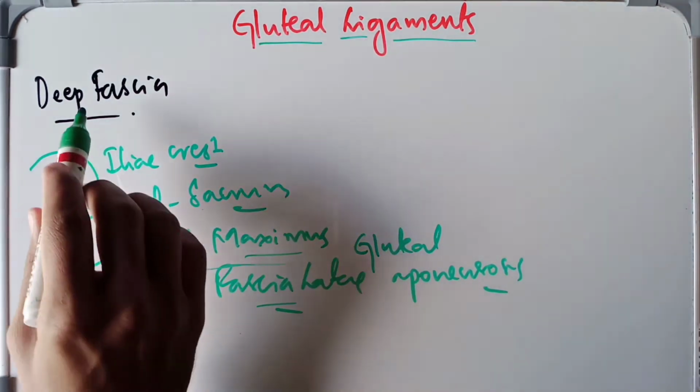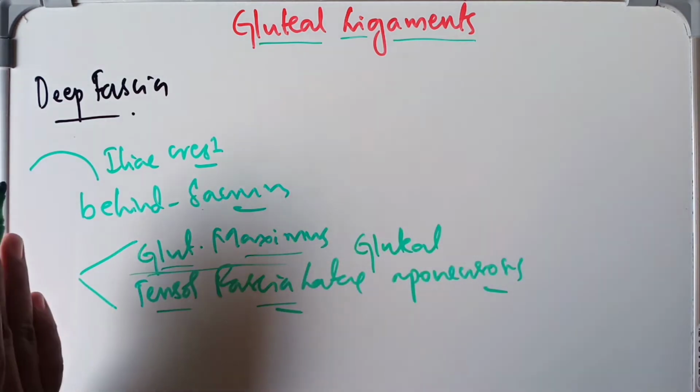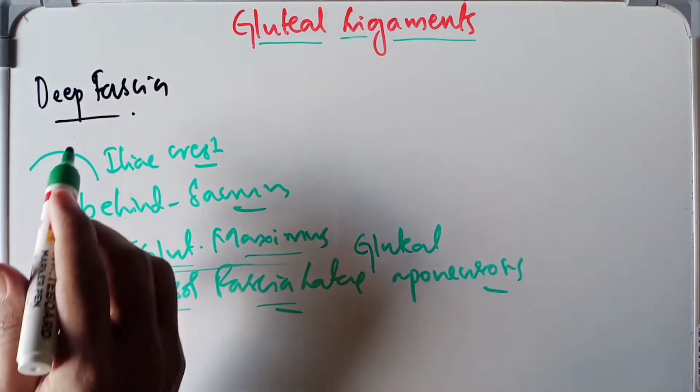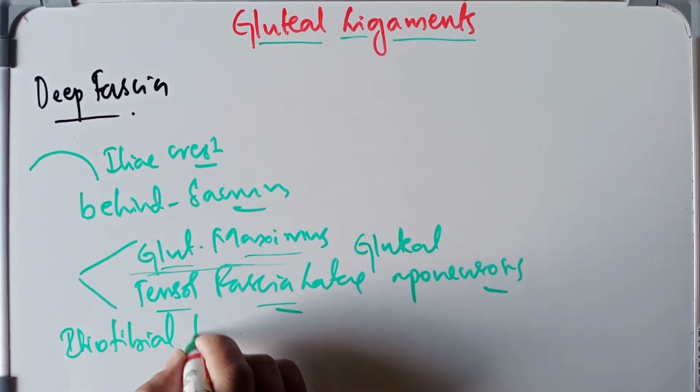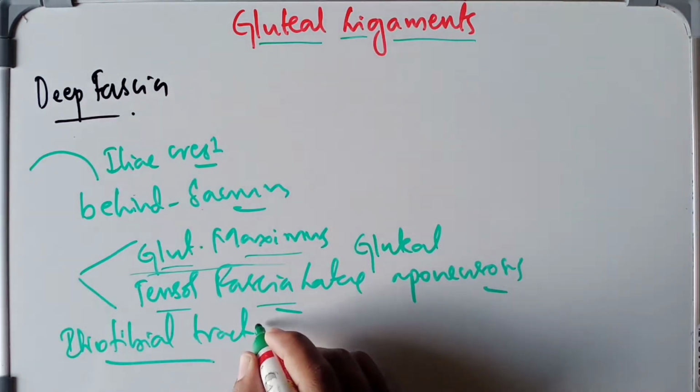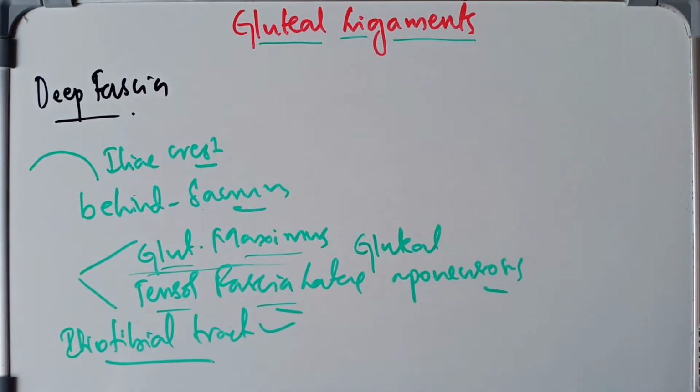And also when the deep fascia of the gluteal region is traced laterally, it is continuous with the iliotibial tract. When it is traced laterally, it is continuous with the iliotibial tract. So this is about the deep fascia of the gluteal region.